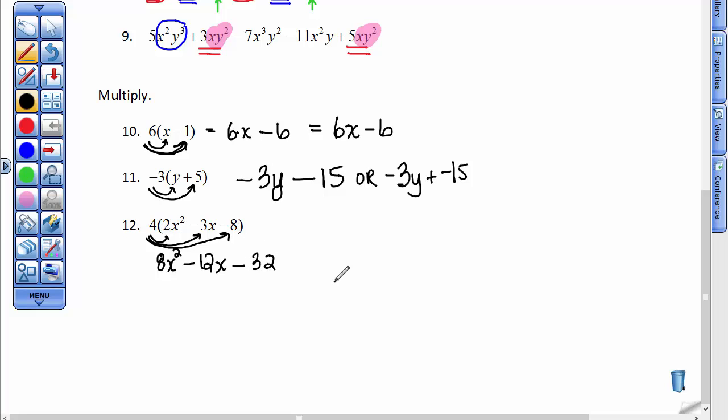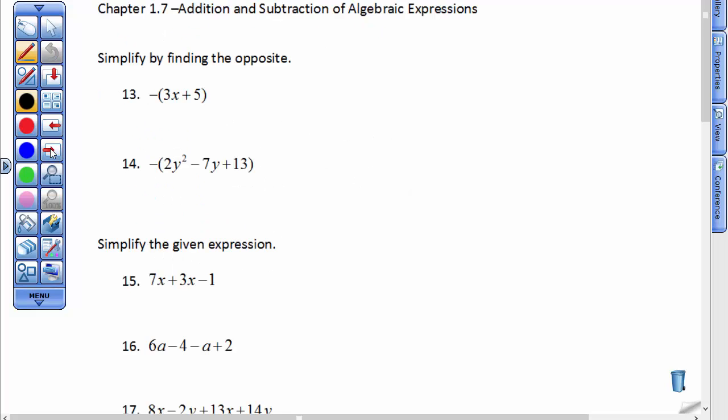I'm all done distributing. Please don't try to combine these because this is x squared and this is just an x term and this is just a constant. They cannot be combined. Let's turn the page.